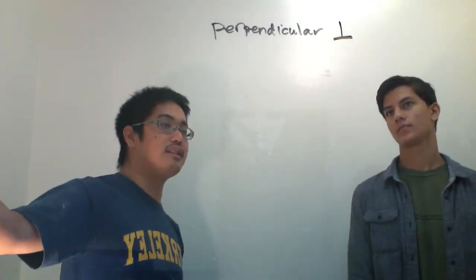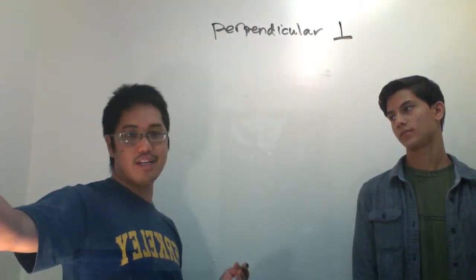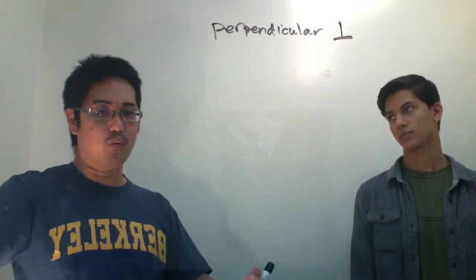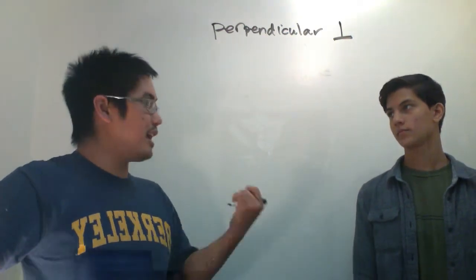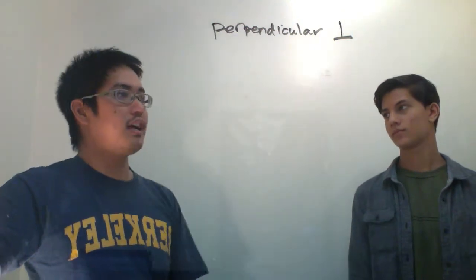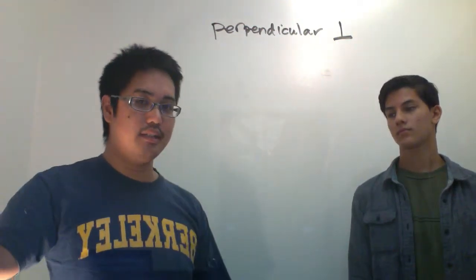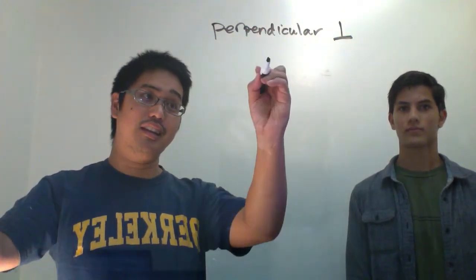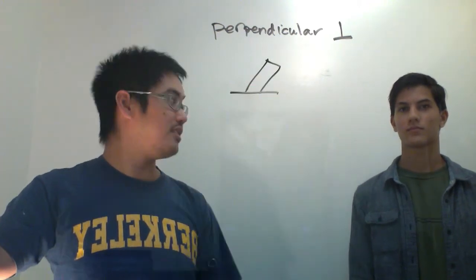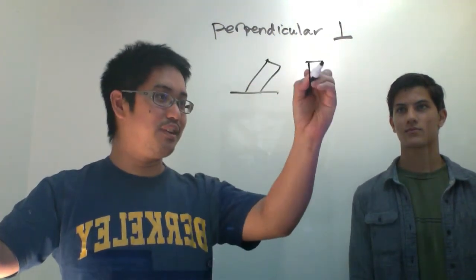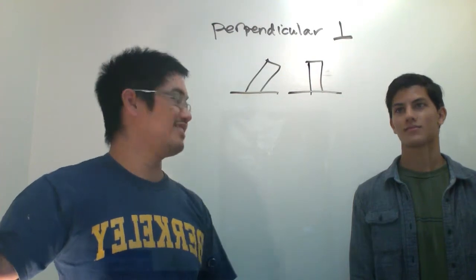Because perpendicular lines is where two lines cross and intersect with each other, but they intersect in a very special way. They intersect at right angles. You see perpendicular lines everywhere in buildings because unless you're looking at the Leaning Tower of Pisa, hopefully your building is perpendicular to the ground, right?